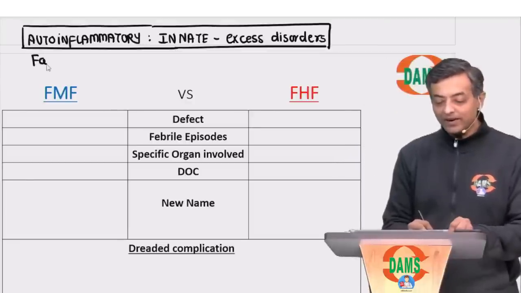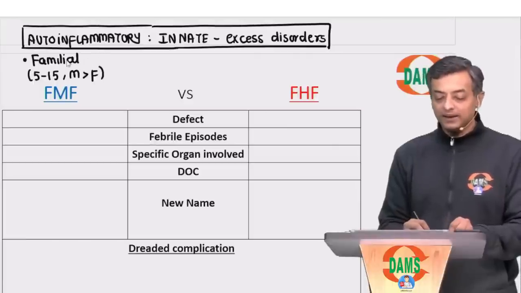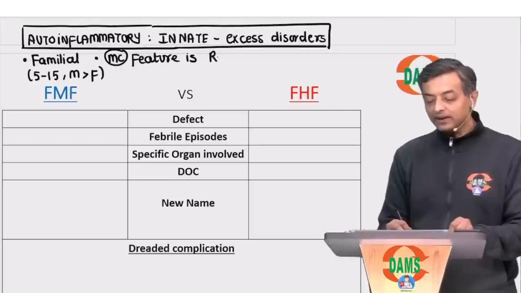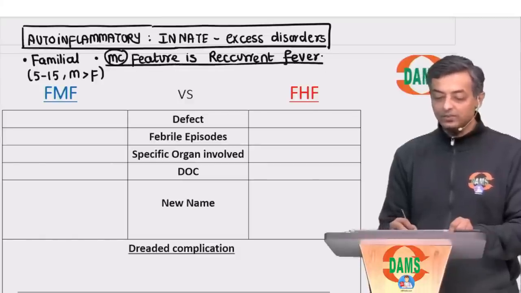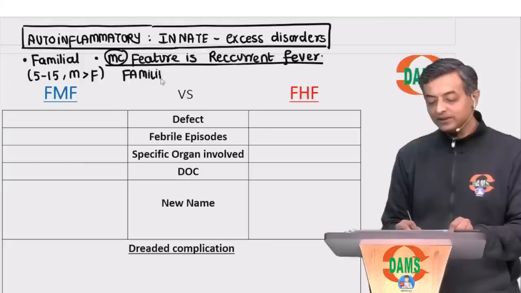All of them are familial, and they present in young boys. The most common clinical feature is recurrent fever. Recurrent fever is the most common feature in all these patients, and that is why the disease group is also known as the familial periodic fever syndromes.